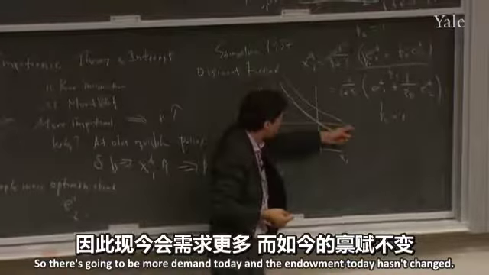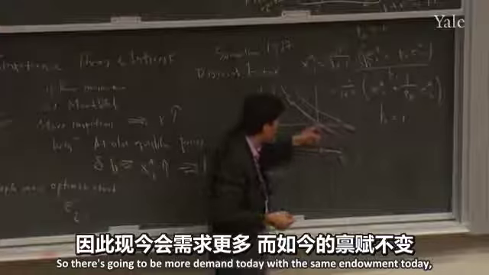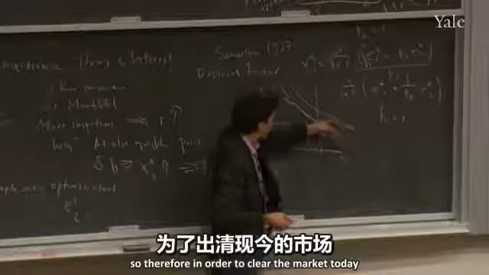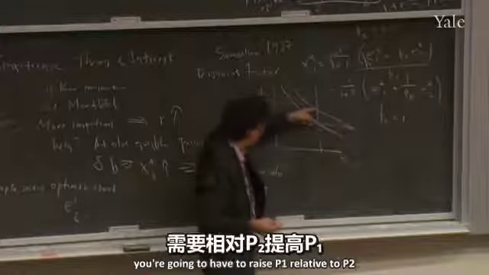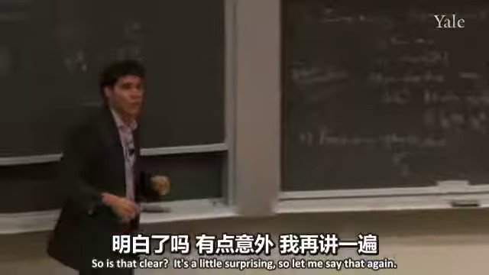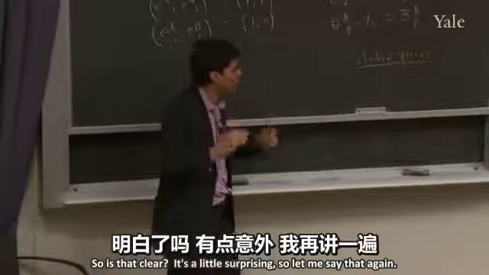So there's going to be more demand today, and the endowment today hasn't changed. So there's going to be more demand today with the same endowment today. Therefore, in order to clear the market today, you're going to have to raise P1 relative to P2. So the interest rate's got to go up. Okay, so is that clear? It's a little surprising.